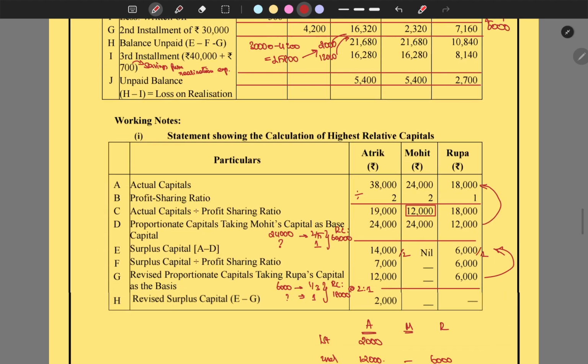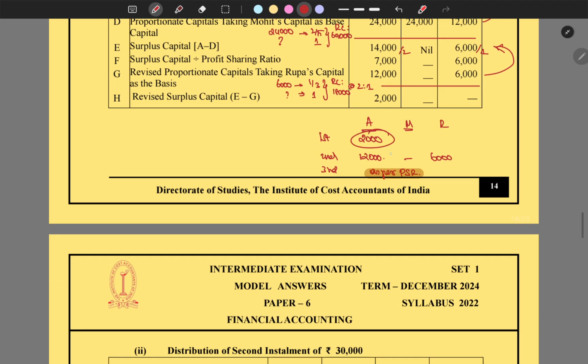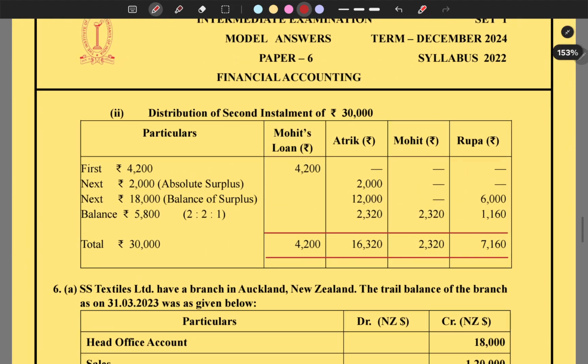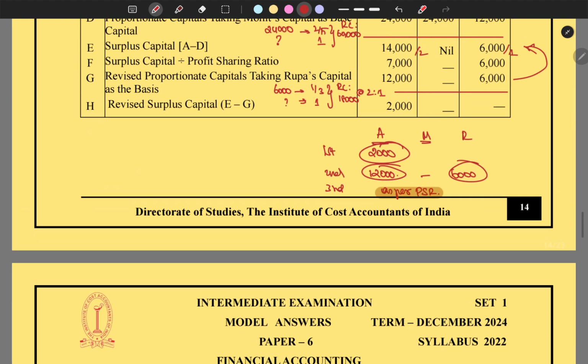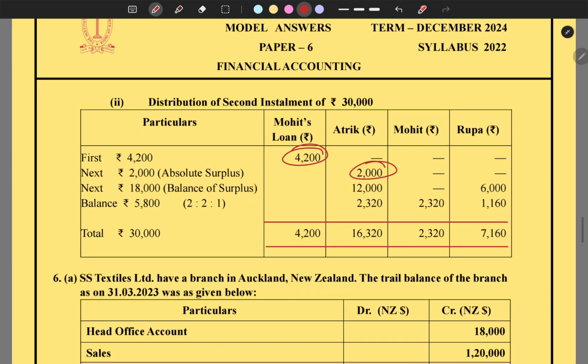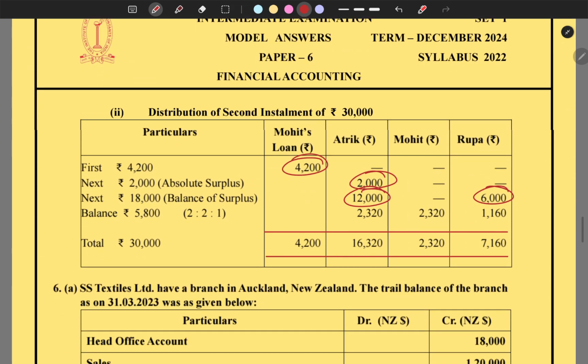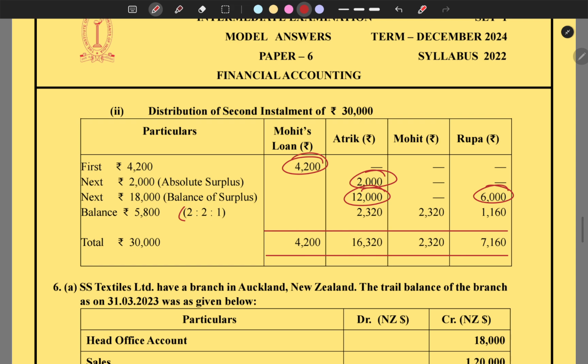Then we have done the first two lines. See, this and these two have been done. That's what they have given in the separate table also. You can see that first we have paid the 4,200 to Mohit against Mohit's loan, and we have to pay the 2,000 to Attrick because he has to be paid first. Then 12,000 and 6,000 have to be paid as the second level priority. Second priority has been given. 12,000 and 6,000 done. The balance is 5,800, and it has to be paid as per PSR.